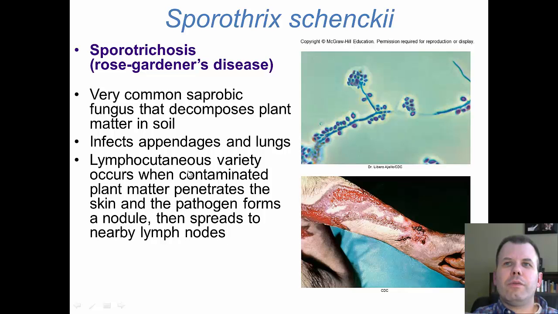And the lymphocutaneous variety occurs when contaminated plant matter penetrates the skin and the pathogen forms a nodule, then spreads to nearby lymph nodes. So again, it remains in the skin and then can spread and go throughout the body once it gets into the lymph nodes. And you remember, the lymph system is a nice little highway for things to get around in, and it's no different with the Sporothrix.